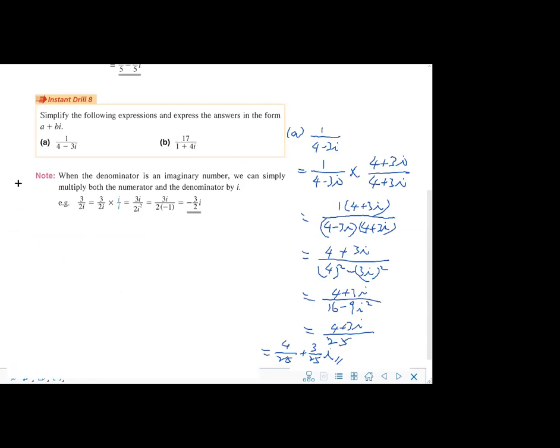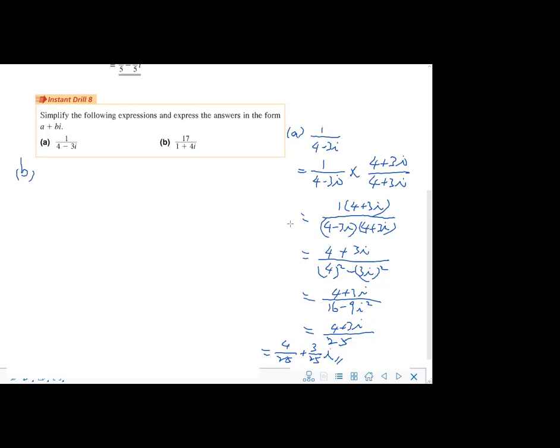For part B, 17 over 1 plus 4i should be multiplied by 1 minus 4i over 1 minus 4i. Okay, and then when you multiply their top parts together, it's like this. Multiply their bottom parts together, like this.